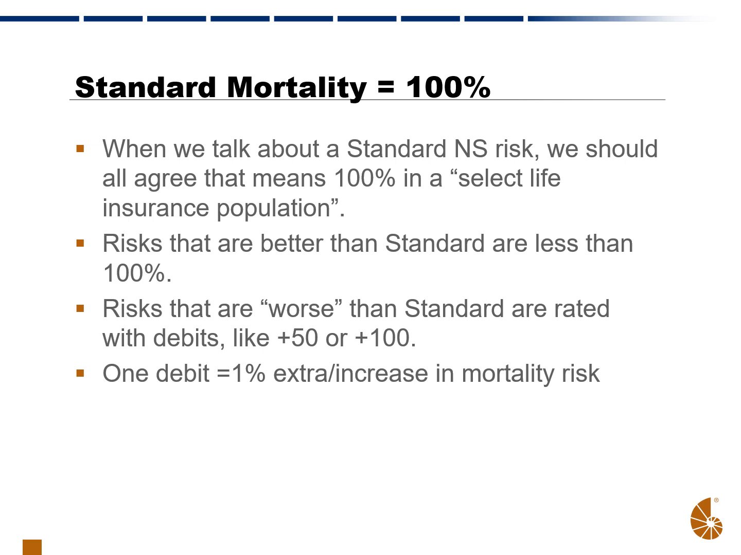So standard mortality is equal to 100%. So when we talk about a standard non-smoker risk, I think we can all agree that that means 100% in a select life insurance population. Risks that are better than standard would have a less than 100% mortality, and risks that are worse than standard would be rated with debits like plus 50 or plus 100. So one debit equals 1% extra or increase in mortality risk.